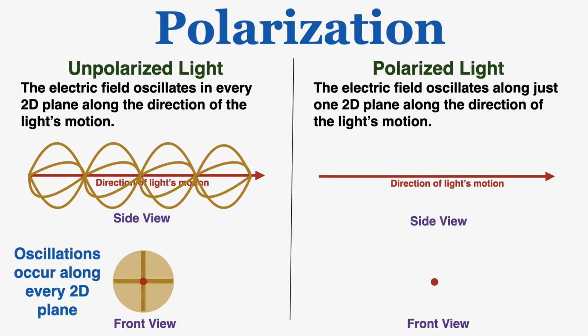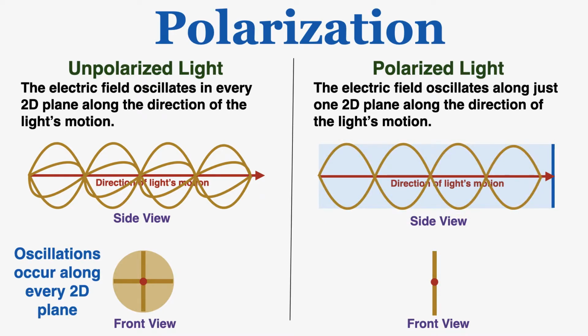In polarized light, the electric field oscillates along just one two-dimensional plane along the direction of the light's motion. So this is what polarized light would look like in comparison to unpolarized light. If you look at the view from the front, you can see that it's only oscillating along one plane. In this case, it's only oscillating along that up-down line, which we can see is a two-dimensional plane if we look at the side view. But it's only oscillating in that one up-down way. It's not oscillating along any other plane. That's the difference between unpolarized and polarized light.